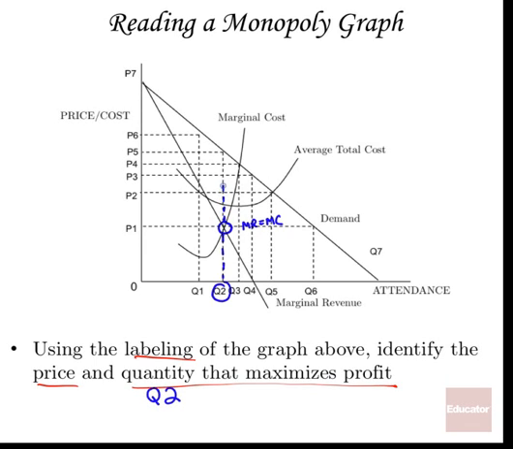You want to run this up to the demand curve here, and you get P5 here. So what is the profit maximizing price? You have Q2 and P5.